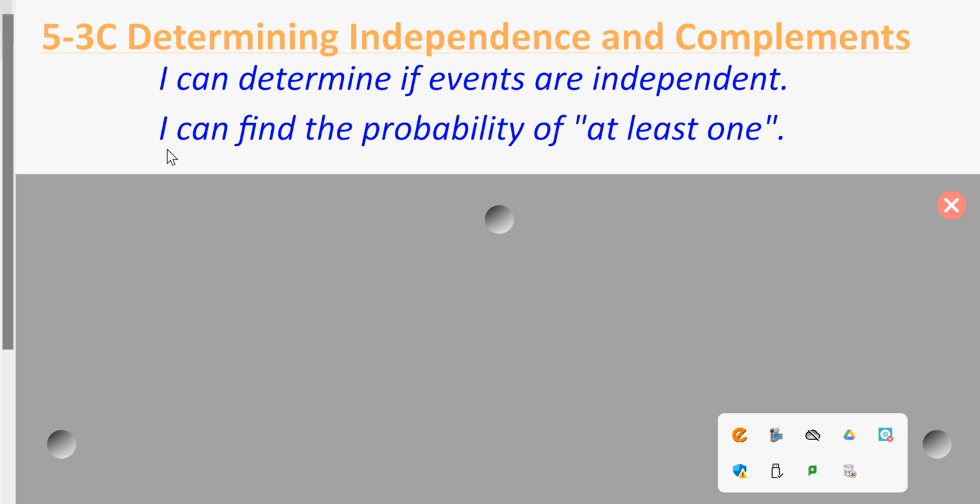Hey, we're continuing with section 5.3. We want to wrap up talking about the multiplication rule by specifically dealing with two things today. We want to really focus in on independence, as that's something we've been talking about. So I want to hone in on the idea of independence.